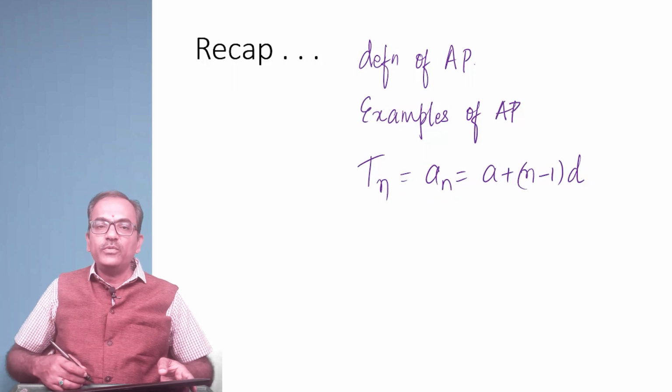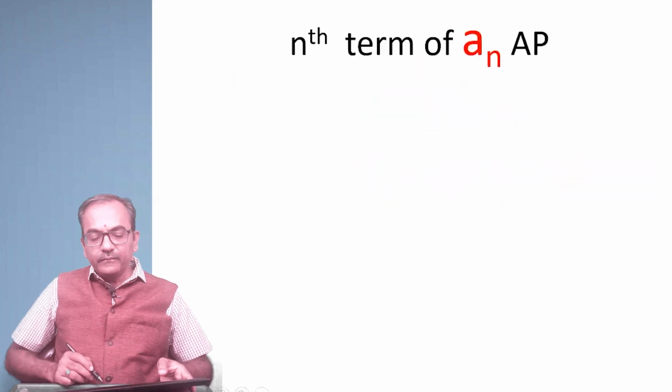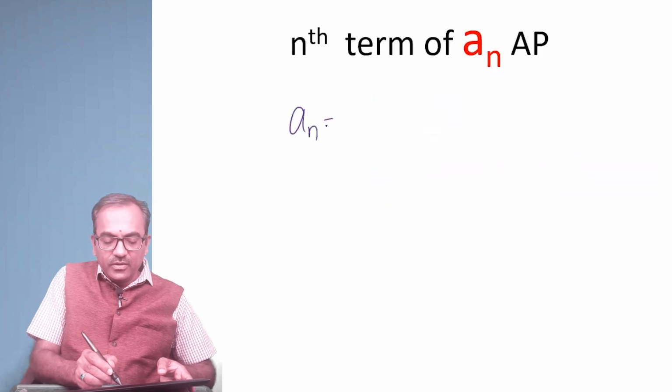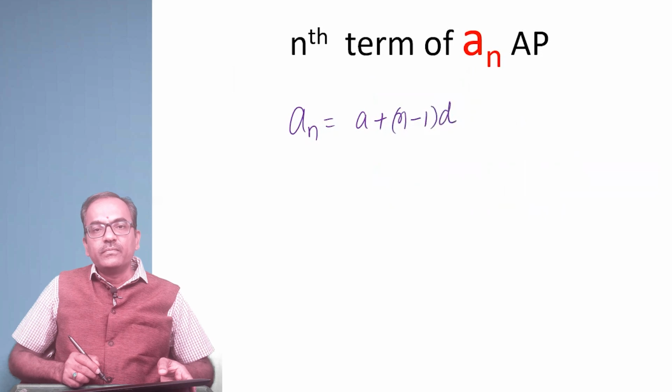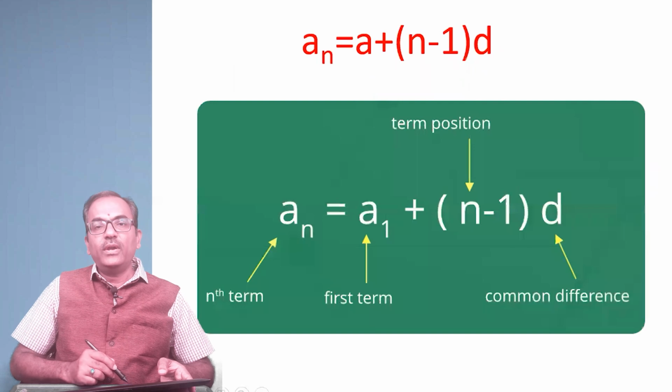Now let us continue with few more problems based on the same formula An is equal to a plus n minus 1 into d. As you are very aware, the nth term of an AP is given by An is equal to a plus n minus 1 times d, right. So once we have this formula, these are the things that you have to keep in mind.